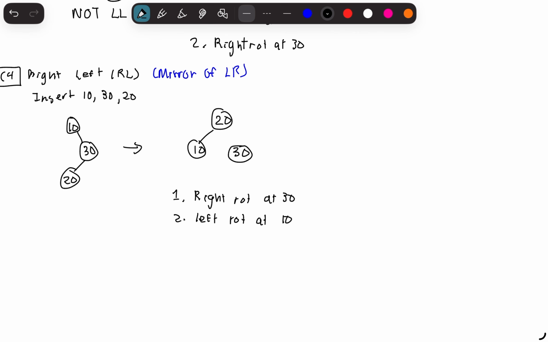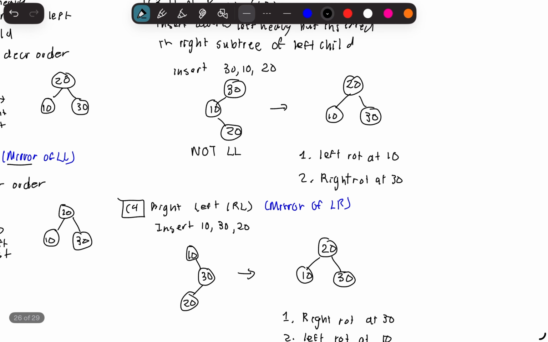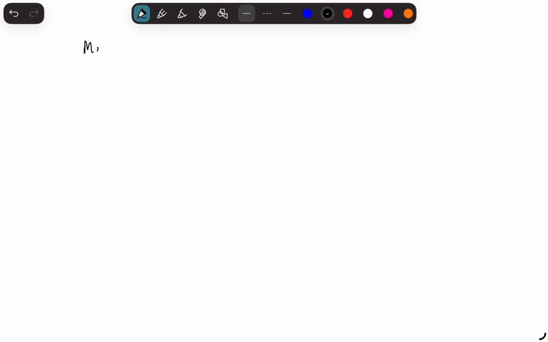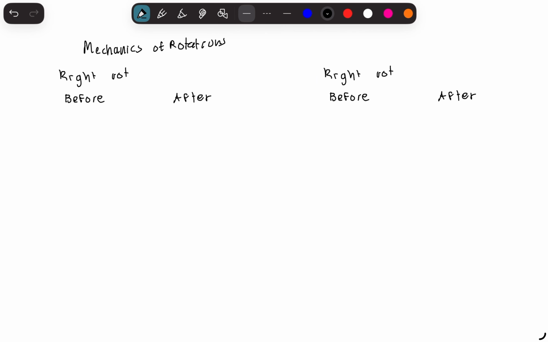All of these trees have the same result because we want it to be balanced, but we have different starting positions. Okay, now let's talk about the mechanics of the rotation. So you have a right rotation. We're going to look at the before, and you're also going to look at the after. So let's say before you have a Y, X, and a T1. And then after, you're going to have an X, T1, Y.